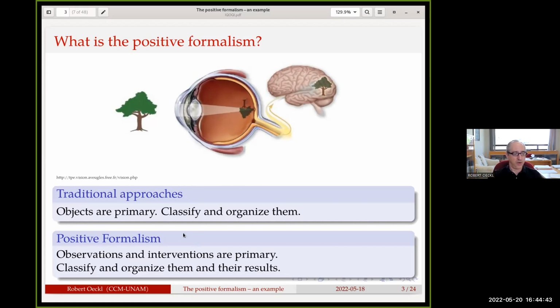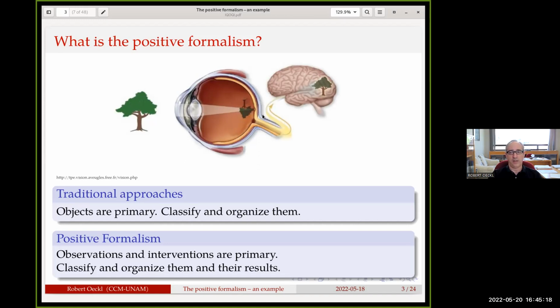Now, in the positive formalism, the starting point is different. It takes as the primary ingredient not the object here, which is the tree, but the perception of the object, or the observation, if you wish. So it starts by thinking that you don't really know that there's a tree a priori. What you have primarily is a perception or an observation of the tree.